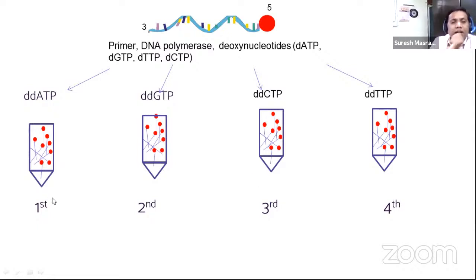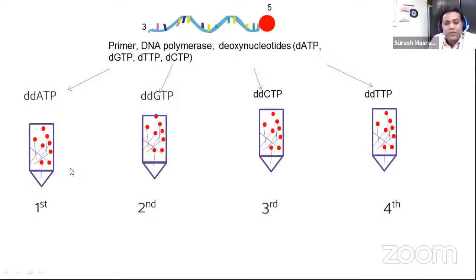Now, in the first reaction mixture, we add a certain proportion of dideoxyadenosine triphosphate. Thus, in this reaction mixture, we assure that the replication must be stopped at the level of adenine. Once that dideoxyadenosine triphosphate touches the marching strand, there is no further replication. Replication is arrested at that level.